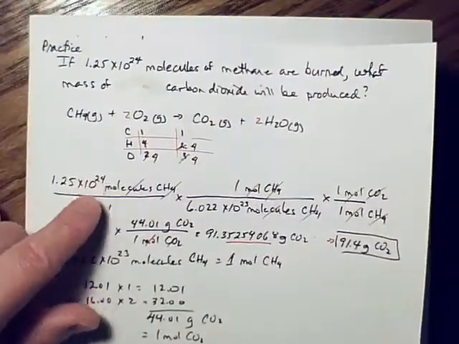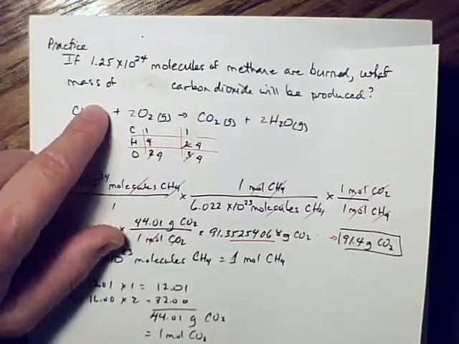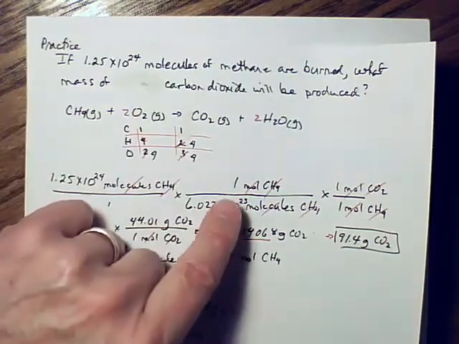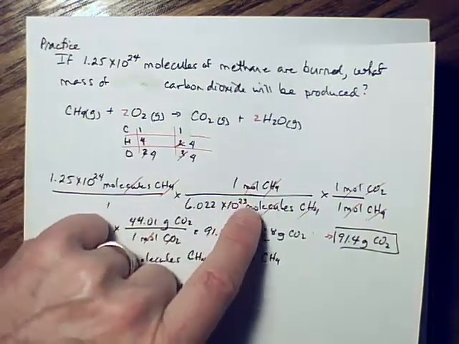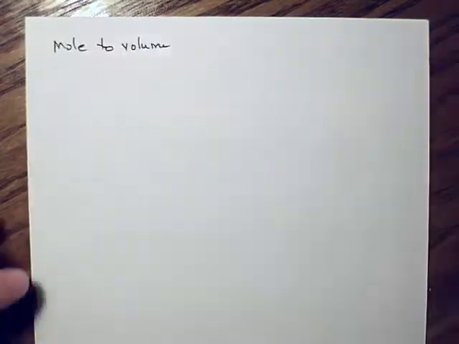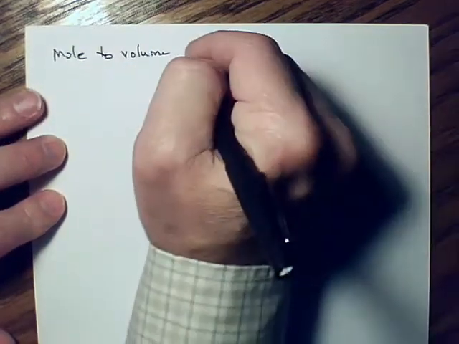This is mole to particle conversions. We went from our particle to mole conversions. We went from molecules to mass, but we had to go through this Avogadro's number conversion unit to get 91.4 grams of CO2. Now I want to talk about mole to volume conversions.